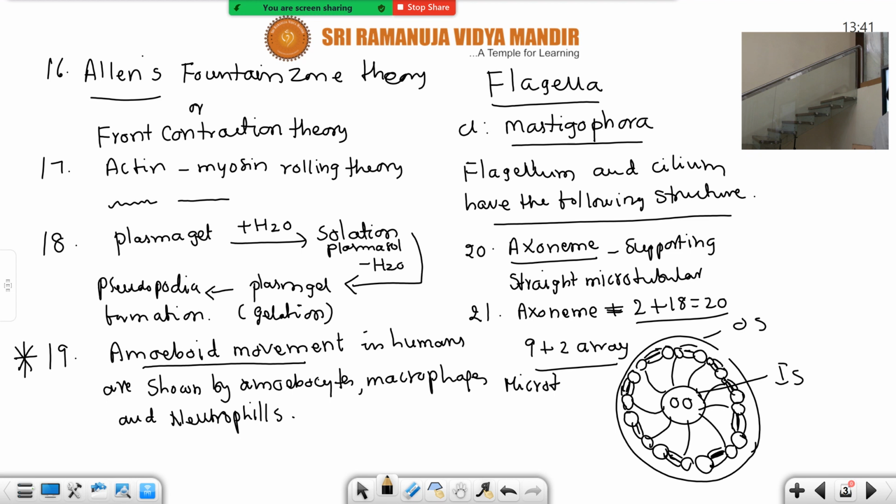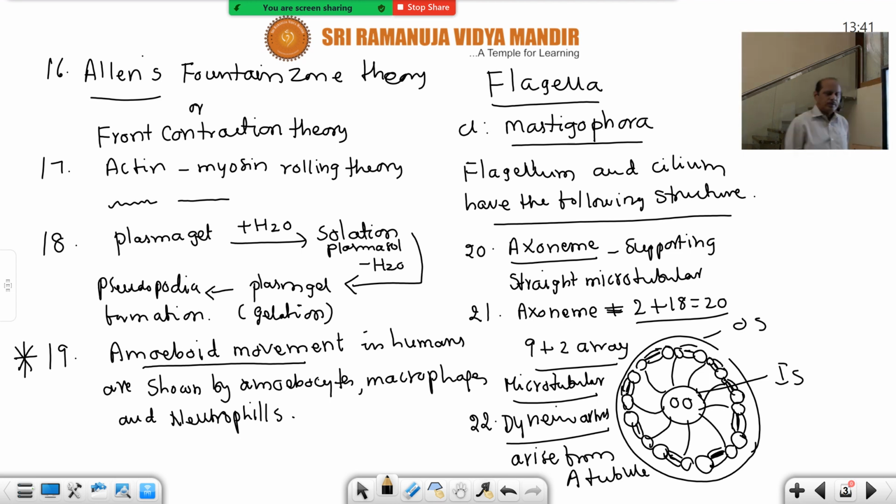So the 21st point is microtubular arrangement, followed by dynein arms. Dynein is the protein with which these arms are made up of. Dynein arms always arise from the A tubule of the peripheral doublet. These are protein motor molecules. Dyno means push. ATPase activity occurs, and they pull the neighboring doublets in opposite directions. That is the function of dynein arms.